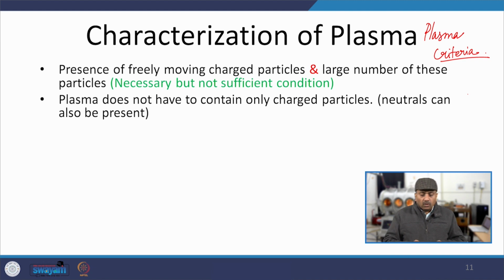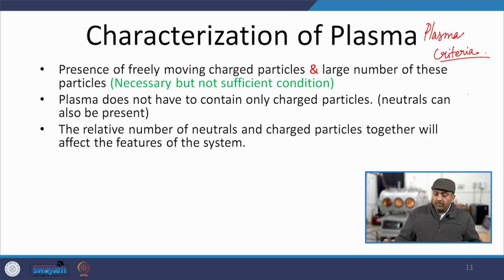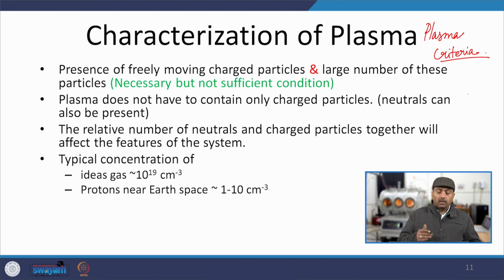So, plasma does not have to contain only charged particles. More importantly, neutral species can also exist along with it. The relative number of neutrals and charged particles together will affect the features of the system. So, that means the concentration or the abundance of charged species with respect to the neutral atoms will decide how the system will behave, or the overall characteristics of the system itself.